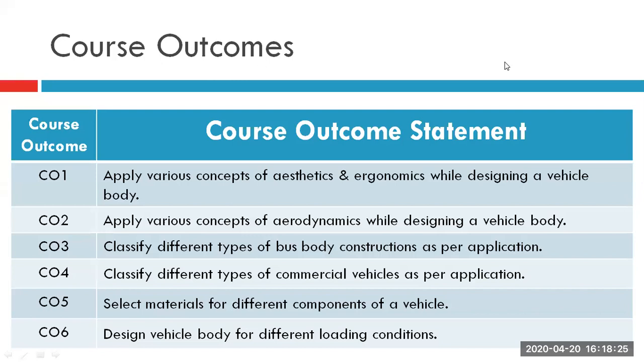Then finally course outcome 5, select materials for different components of a vehicle. This particular course outcome has been addressed while delivering module number 5, and the last course outcome is course outcome 6, which is to design vehicle body for different loading conditions. And this particular course outcome we are going to address in this module, which is module number 6.